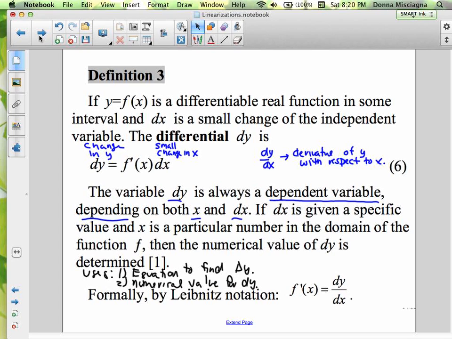The variable dy is always a dependent variable, depending on both x and dx. If dx is given a specific value and x is a particular number in the domain of the function, then the numerical value of dy is determined by taking that value of the derivative times the change in x. Its use is an equation to find the change in y, or a numerical value for dy. So we can either have an equation to find the change in y if we're not given dx, or we can have a numerical value for dy. We can find out how much dy is changing. And we'll do both.